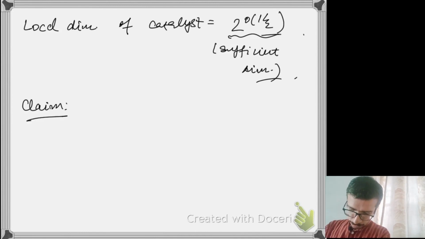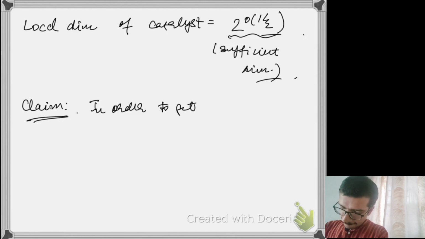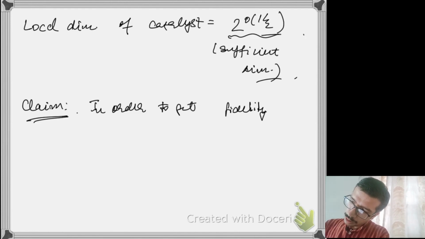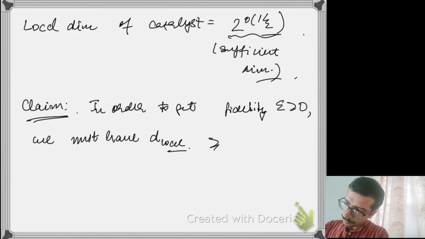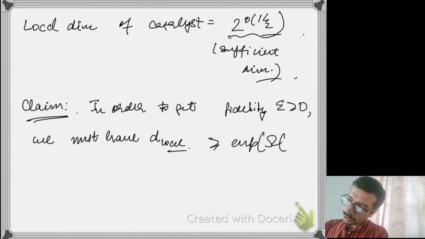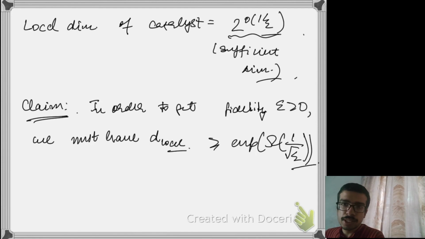So in order to get fidelity 1 minus epsilon, for epsilon greater than 0, we must have d local as exponential of omega 1 over root epsilon. Okay, and now we are going to see the proof of this claim.